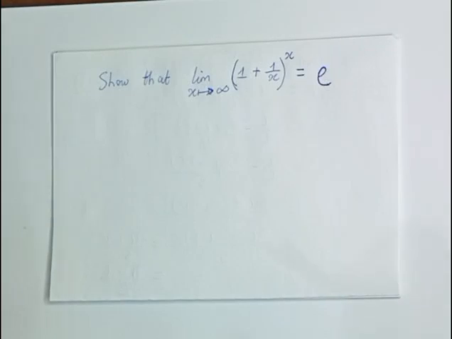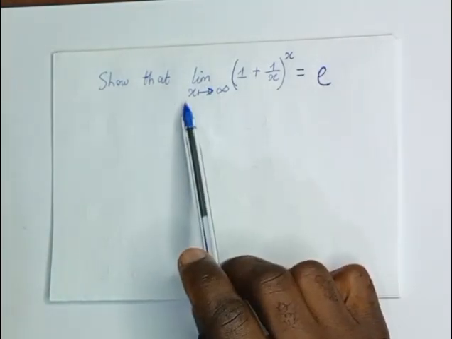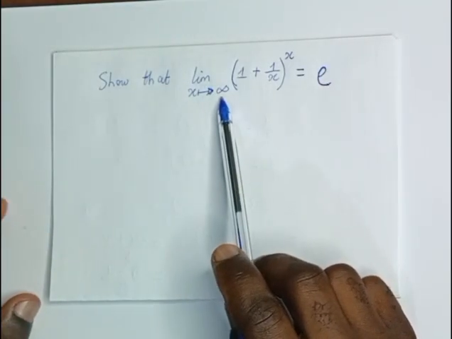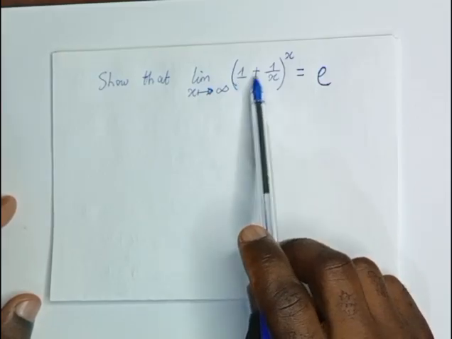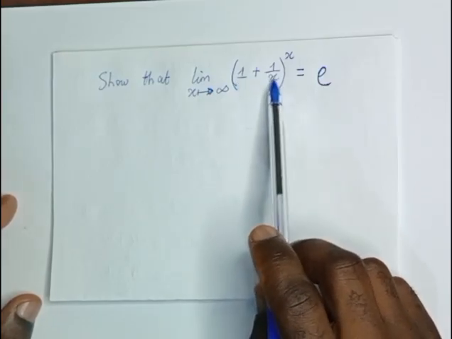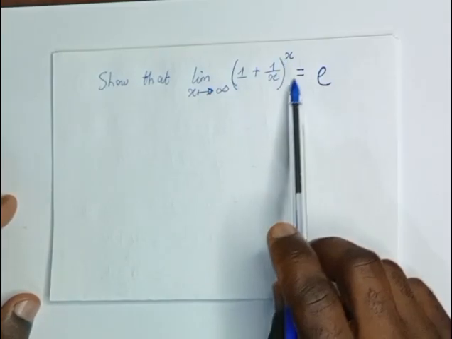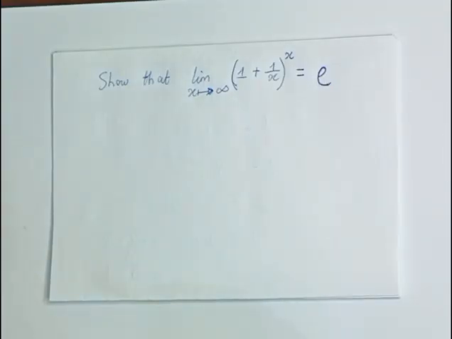We are to show that the limit as x tends to infinity of (1 + 1/x)^x is equal to e, where e is the exponential constant. e is approximately 2.71828. It is an irrational number.